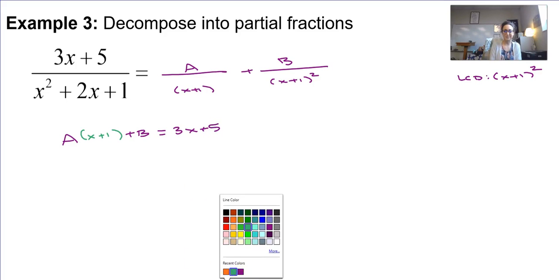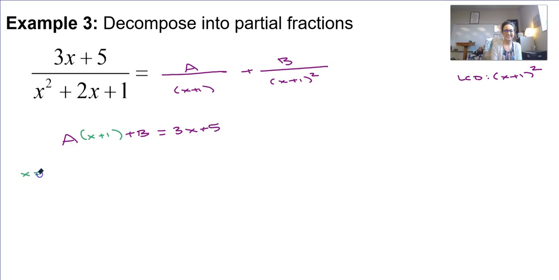All right, pick a clever x for me. What would be a good one? -1, right? When I pick x to be -1 and plug it into this entire equation, this first term goes away. I still have the b, and the right side becomes 3 times -1 plus 5, which is +2. All right, so there's my b value.